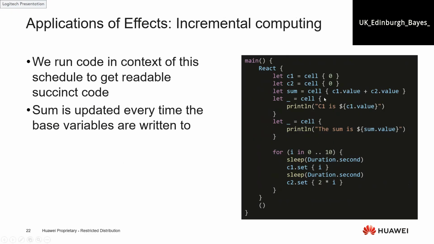So in this case, we create some cells. We create another cell, sum, which is dependent on these two. This performs effects each time, but we've added some nice syntactic sugar here. This is not real syntax. This is basically a DSL within the language. And each time we update one of these cells, these functions will fire. So the sum will be recalculated, and then this will be printed out. These functions will print out, and you'll see that these values have changed each time.